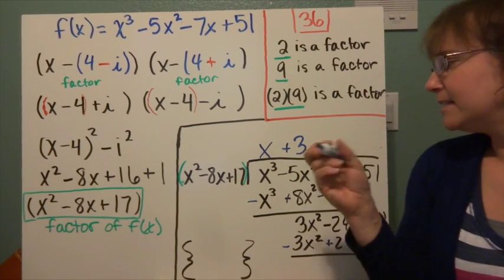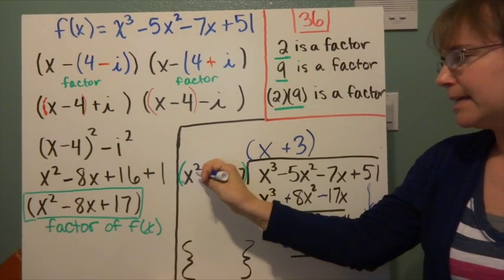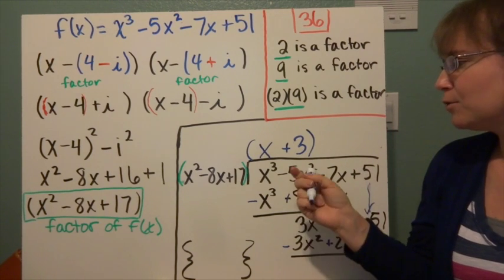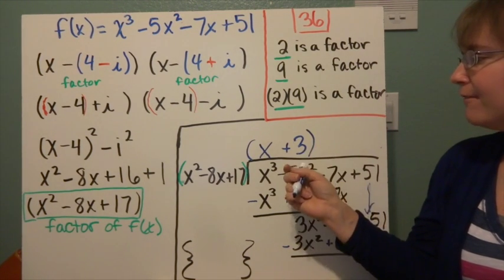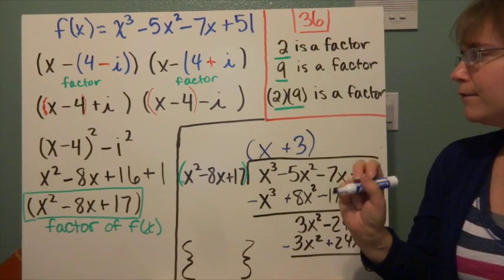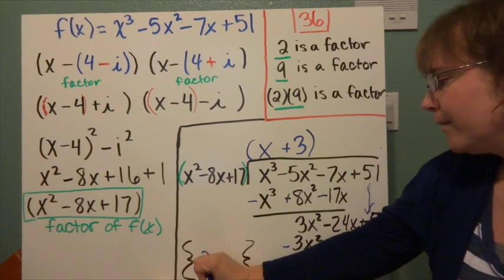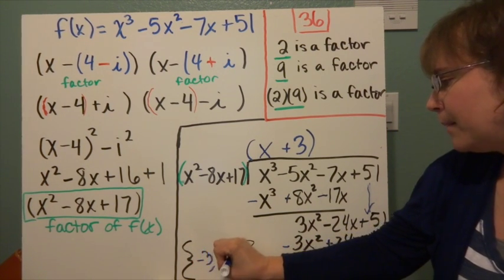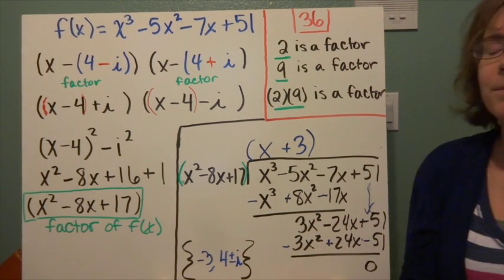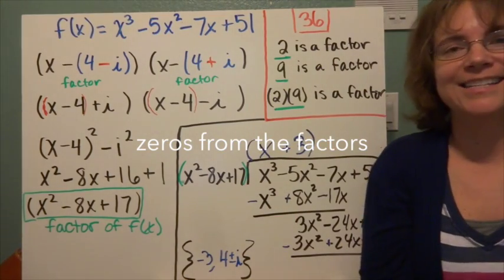So not only did I get 0, though, I got another factor. When I multiply this x plus 3 times this, I get back to this center thing, just like in a regular long division problem. So now I have all of my zeros, because right here I can tell my zero is going to be a negative 3. So I have negative 3, and then I have 4 plus and minus i. So those are two there, 4 plus i and 4 minus i. And I have all of my factors of this polynomial.